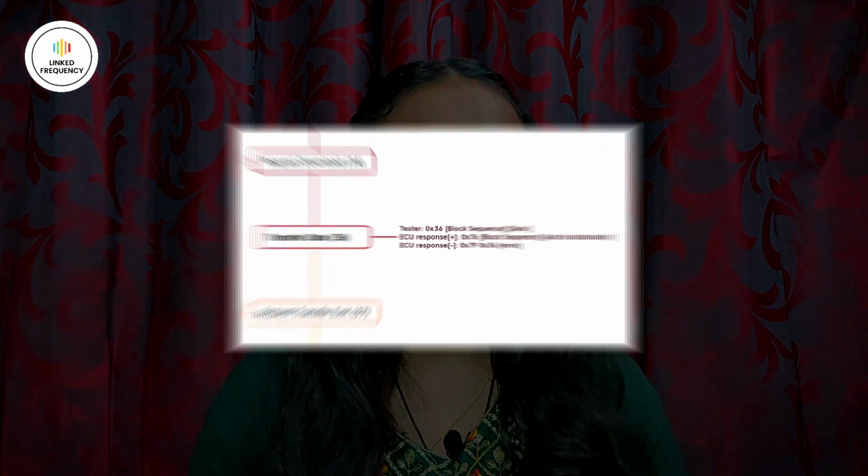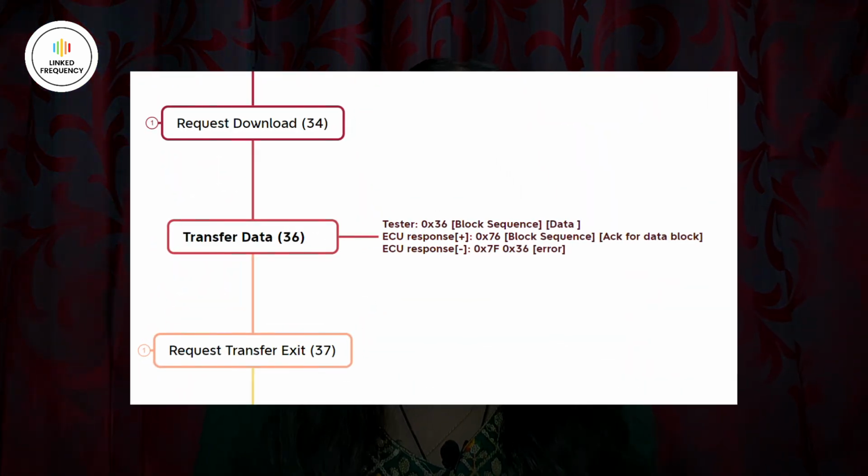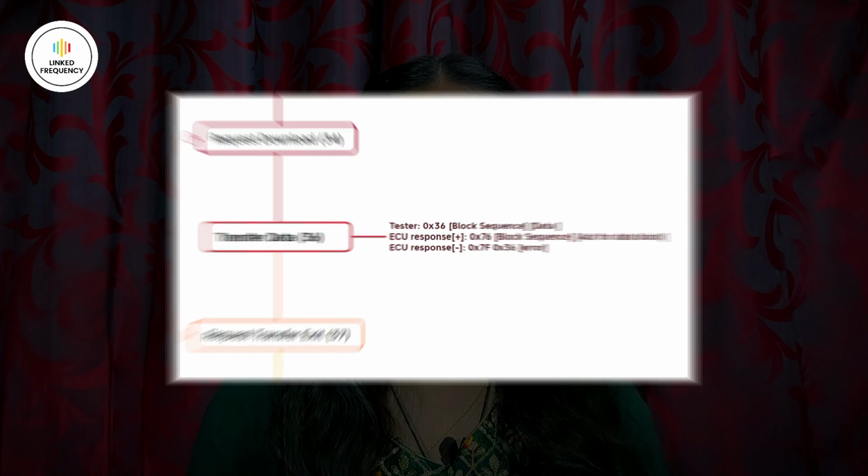So without any further delay, let's begin with the next step, that is nothing but transfer data as highlighted on the screen. The transfer data is the important part of UDS protocol as defined in the ISO 14229 standards. It facilitates the actual transfer of the software or calibration data in the blocks to the ECU during the flash programming session. Now, let us see how exactly this works.